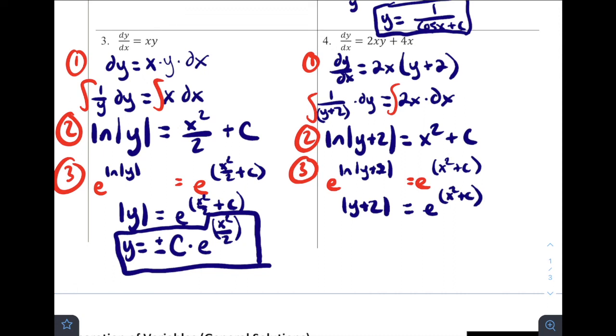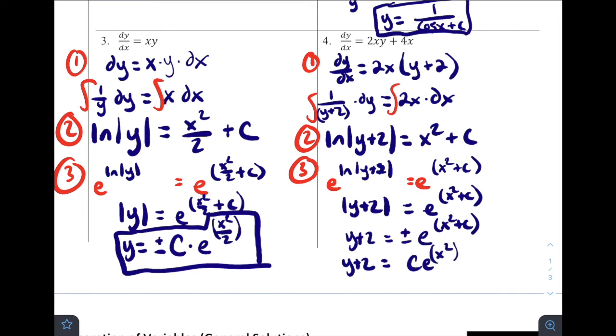In order to get rid of these absolute values, we can add a plus or minus on the front of our equation. That gives me y plus 2 is equal to plus or minus e to the x squared plus c. Same as in the last problem, because I've got a c in the exponent, I'm going to use one of my exponent properties and bring that c down to the outside of my e. So we've got y plus 2 is equal to c times e to the x squared as its exponent.